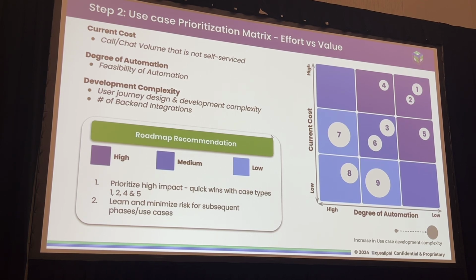So from a development complexity perspective, right, assess how complex or simple your use cases are, and essentially you'll be able to get to a 2x2 matrix that tells you the use cases on the top right are high value because there's a very high degree of automation. They are actually driving a lot of cost on your contact center, and they are relatively easy to automate. So again, this gives you a roadmap of how you should look at the different use cases that you want to automate.